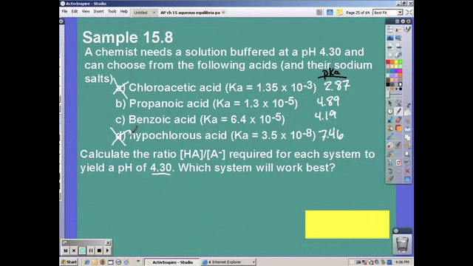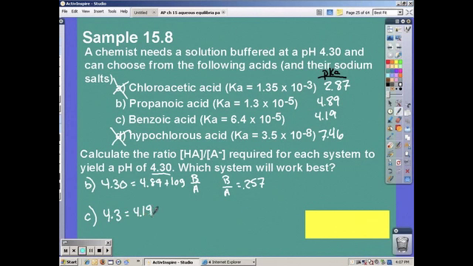Because if we had a 1-to-1 ratio, we would have a pH of 4.89 and 4.19, which is not what we wanted. So in B, we want a pH of 4.3. We have a pKa of 4.89 plus log of base over acid. So we're using Henderson-Hasselbalch and just solving for base over acid. So subtract 4.89 and then raise it to the power of 10. So your base over acid should be 0.257.